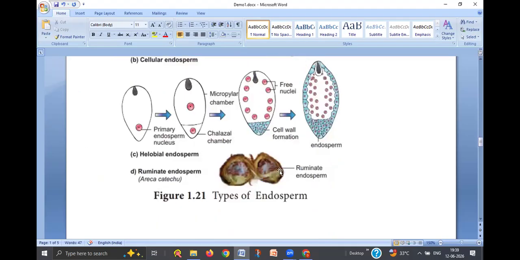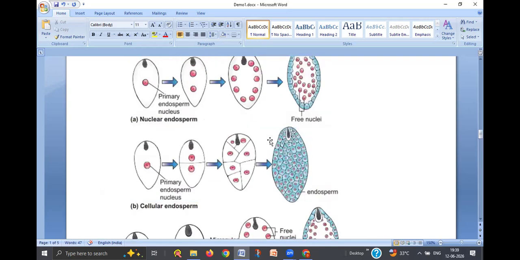That question we already discussed, where we find ruminate endosperm: in the Annonaceae, Areca catechu of the Arecaceae family, and the Myristicaceae family. In these three families, we find the ruminate endosperm. Myristica fragrans belongs to family Myristicaceae. Areca catechu belongs to the family Arecaceae. Annona squamosa belongs to the family Annonaceae. In these three families, we find this ruminate type of endosperm. And now the question is nuclear endosperm.